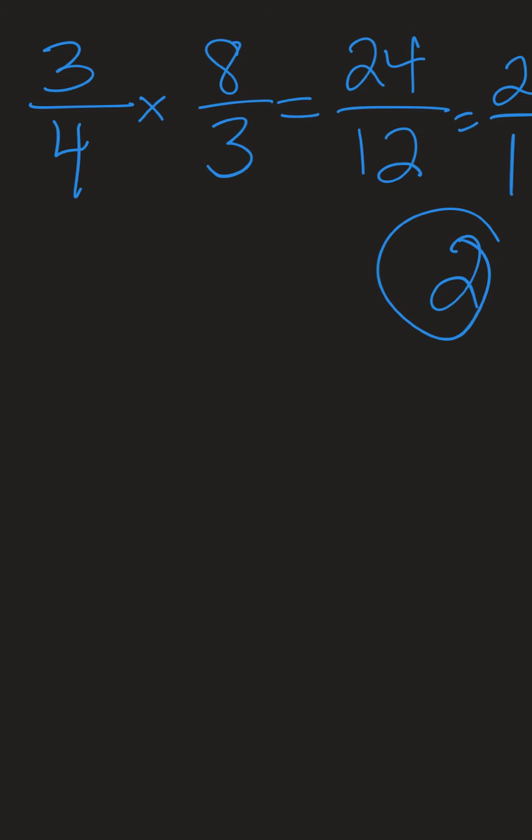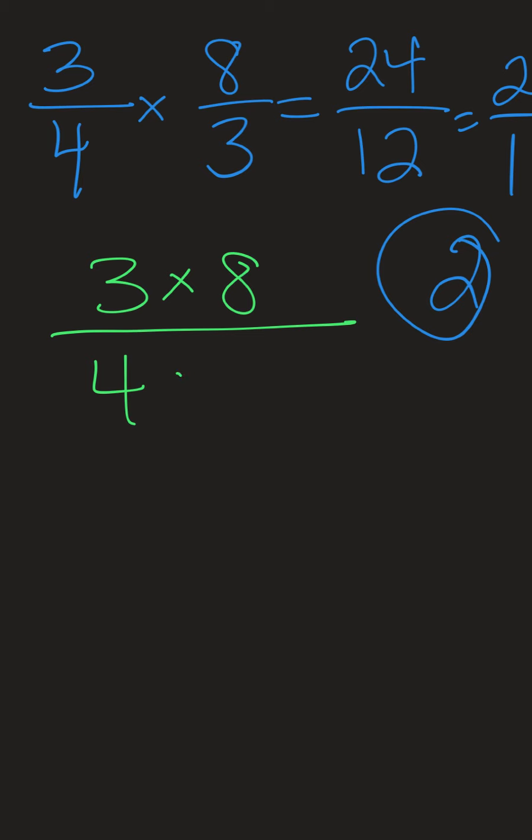But I can make my life a little easier if this works for you. And I can simplify before I actually do the multiplication. So I have 3 times 8 on top and 4 times 3 on the bottom. Now, I can simplify anything that is on opposite sides of that fraction bar. So if you notice, I have 2 3s here, one on top and one on the bottom. So those can cancel out to 1s, right? 3 divided by 3 gives me 1 in both spots.